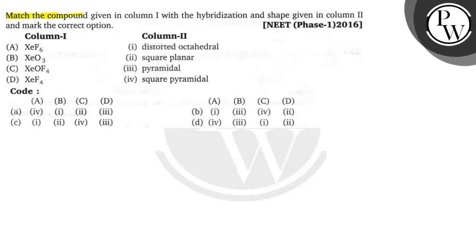This is a matching type question. So let us see this. Match the compound given in column 1 with the hybridization and shape given in column 2 and mark the correct option. हमें अब मैचिंग करना है कॉलम 1 का मॉलिक्यूल्स एंड कॉलम 2 का स्ट्रक्चर से. ओके, एंड वी नीड टू फाइंड आउट वन correct option from A, B, C, D. After solving this, let us solve this question.